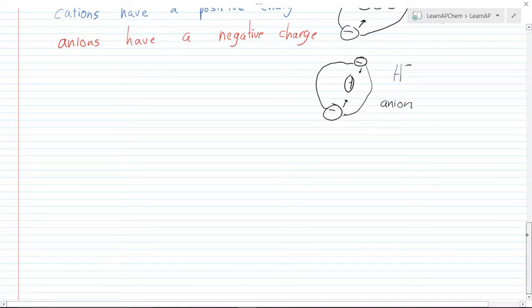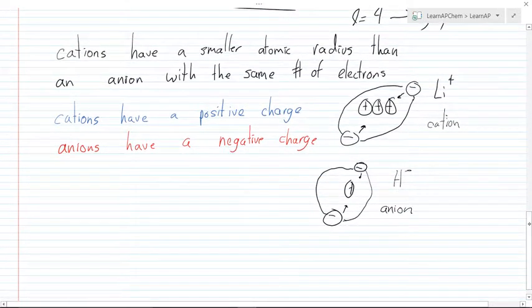So for the reasons I just talked about, an anion is not going to be pulled as close to the nucleus as a cation would, because this cation is positive, that's pulling the electrons closer, while this anion is negative, and they're still being pulled in, but not as much of a force.